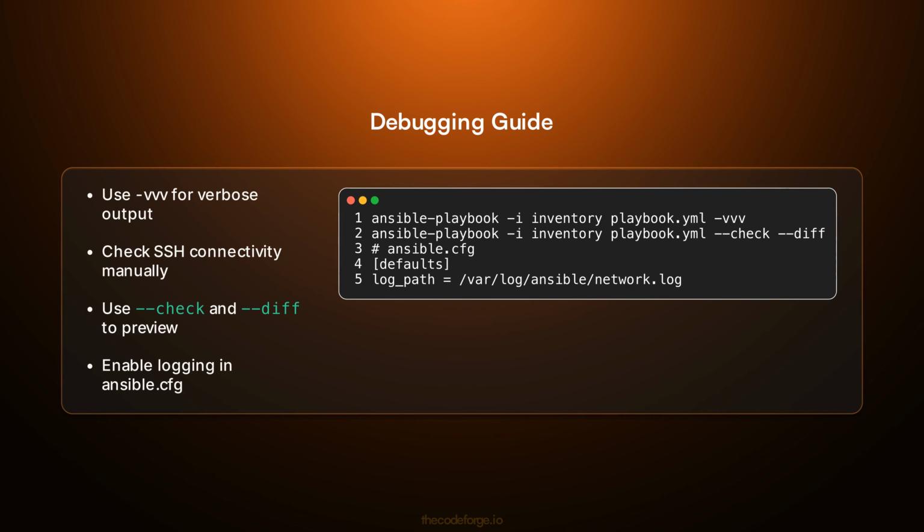Check SSH connectivity from the control node. Use check and diff to preview changes without applying them. Enable logging in ansible.cfg to capture detailed logs.